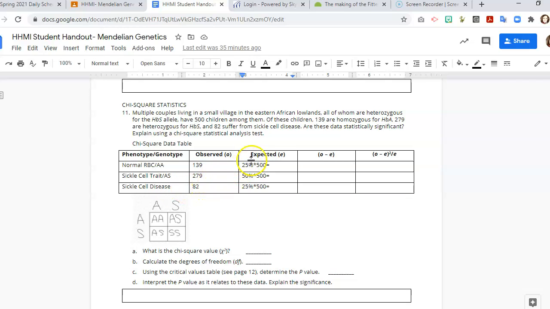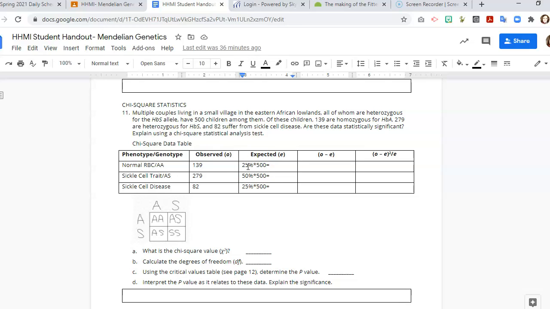So here's the thing, it's asking us what is expected. So if we had those parents who are all heterozygous for the HBS allele, then we see this chart right here. We actually did this problem. So everything we have done in this worksheet leads up to this chi-square analysis. So in this case, you would end up crossing the AS with an AS, and now you have your predicted outcomes. So on this one, to have normal red blood cells, so AA, we would only see 25%, and that's what we expect. So since there was 500 children, we want to multiply that by 25%.